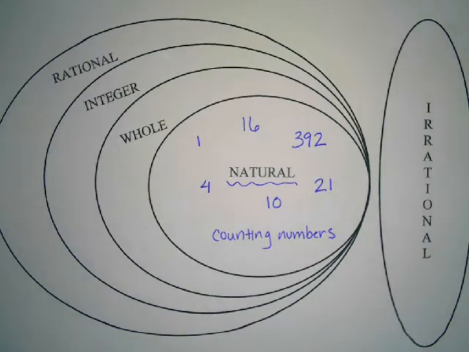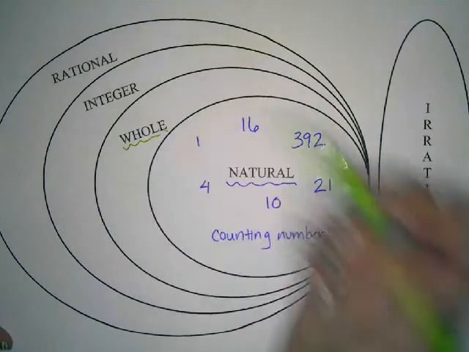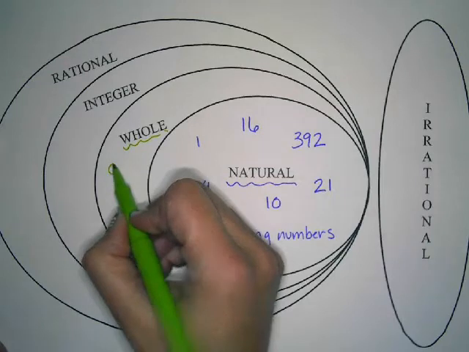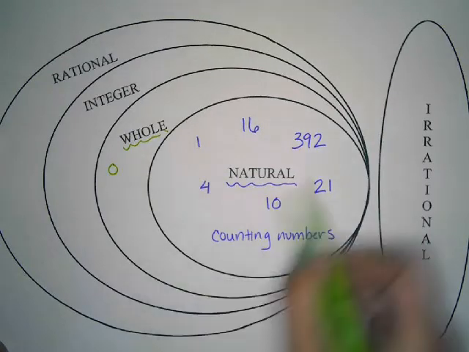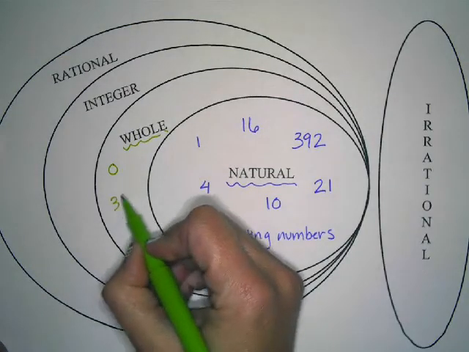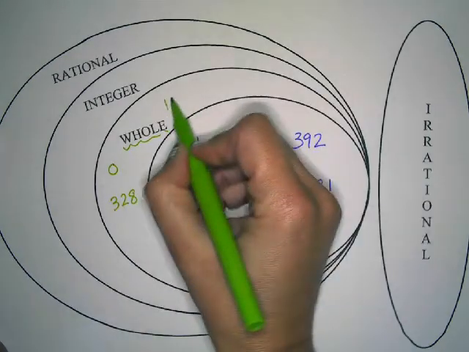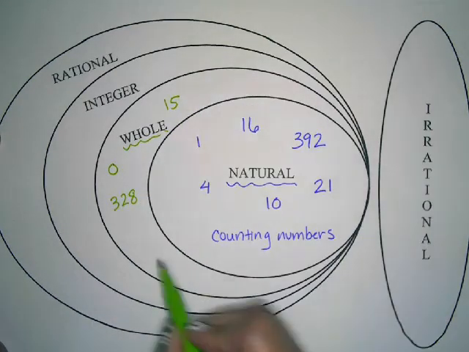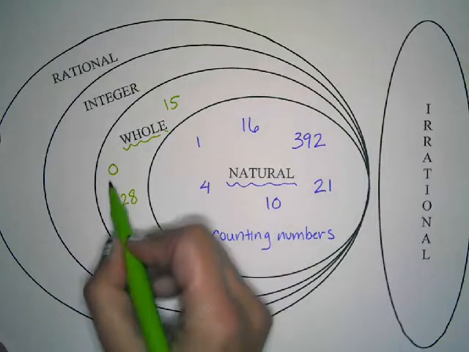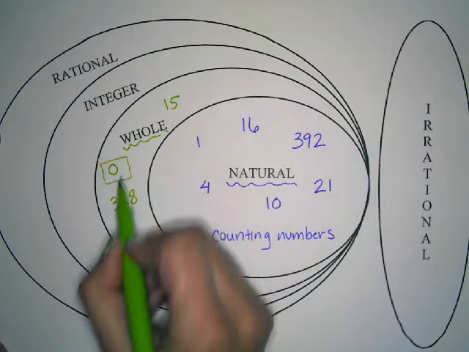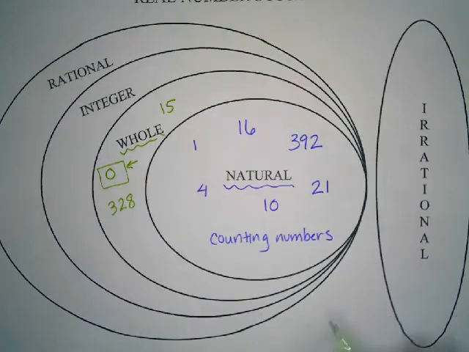Now a whole number includes 0, so this 0 would be included. We could still have some of these numbers, 328, 15. It's all of your natural numbers plus 0. So 0 is kind of the key here. We're adding this to it.